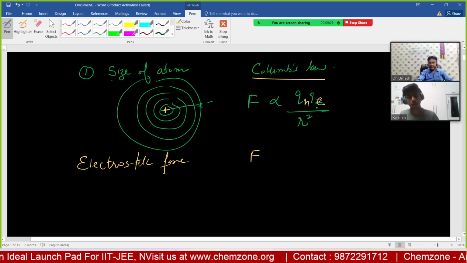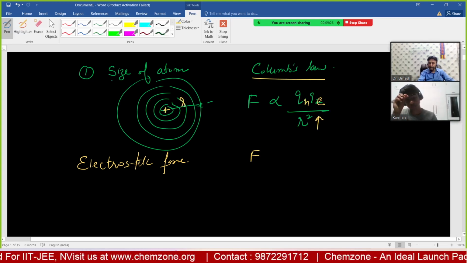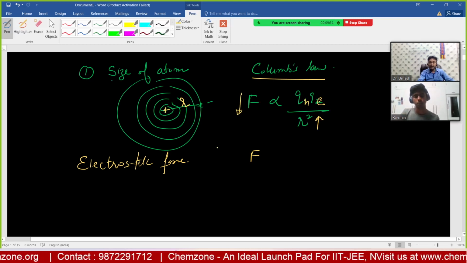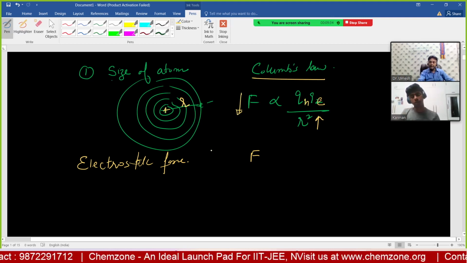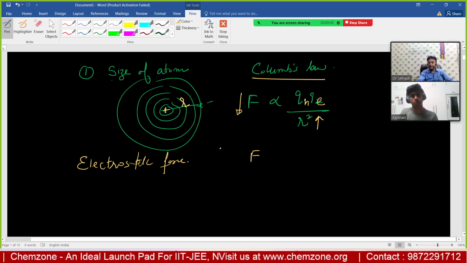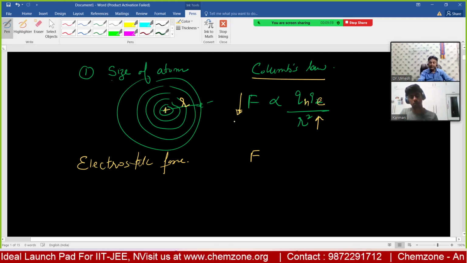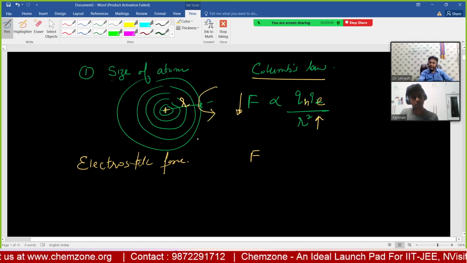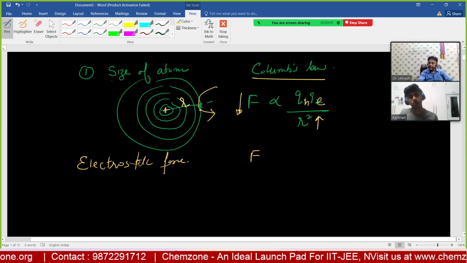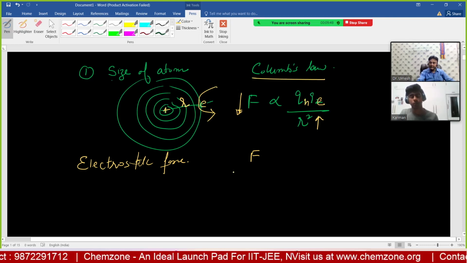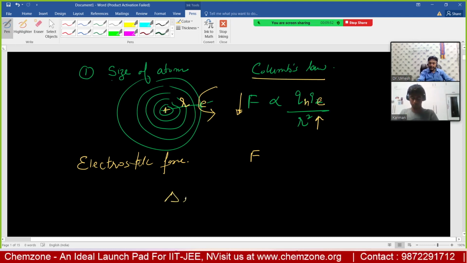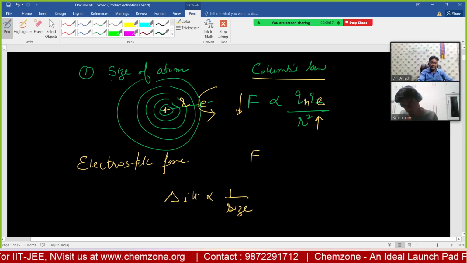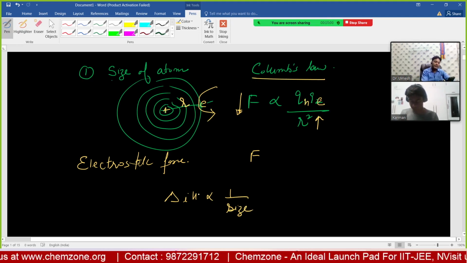It means if R increases, R meaning the distance between the nucleus and the electron, the attraction will decrease. If the attraction decreases, what will happen? The removal will become easy. The electrons are less tightly held by the nucleus. It means the enthalpy of ionization is inversely proportional to the size of an atom. If the size increases, the enthalpy of ionization will be less.